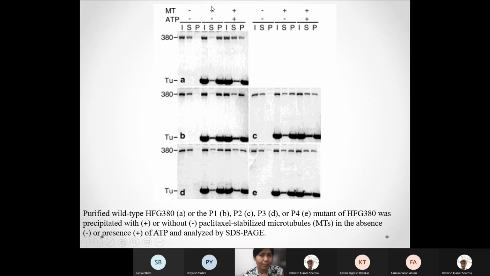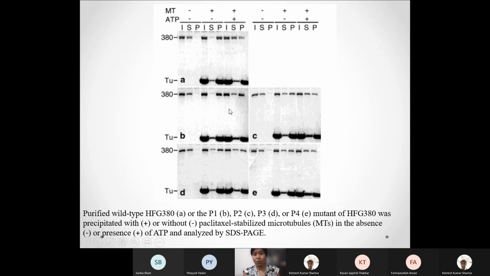When you do not have ATP, most of your dynein is in the pellet. But when you add ATP, you see it goes from the pellet to the supernatant. That is, if you do not have ATP, most of the dynein seems to be very tightly attached to the microtubules. Microtubules are also in the pellet. But if you add ATP, a part of it just detaches from the microtubules and you can see it in the soluble fraction. This is for the wild type.